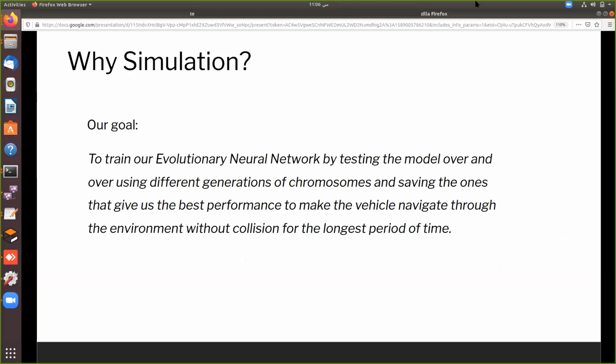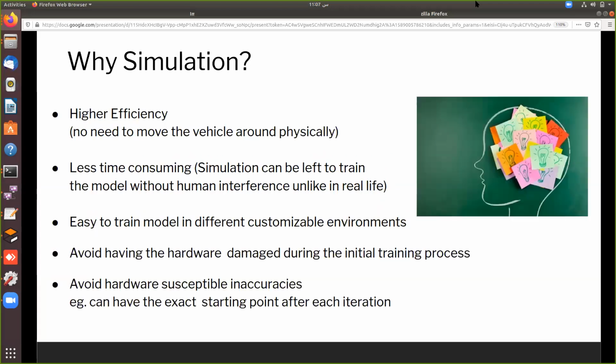So why would we need to use a simulation in the first place? As my colleagues have just mentioned, in order to train our genetic algorithms, we will need to test its performance over and over again using different generations of chromosomes and save the ones that give us the best performance and navigate through the environment without collision. Such a process can be inefficient and time-consuming and can harm the hardware. All these limitations can be eliminated by using the simulation.